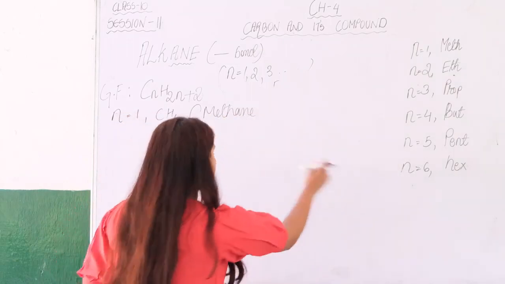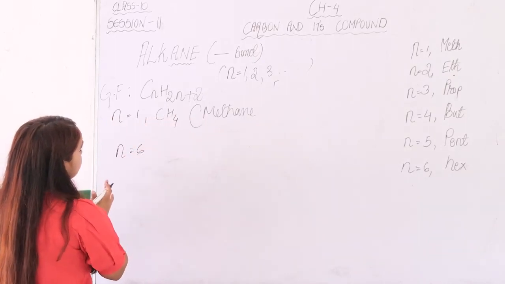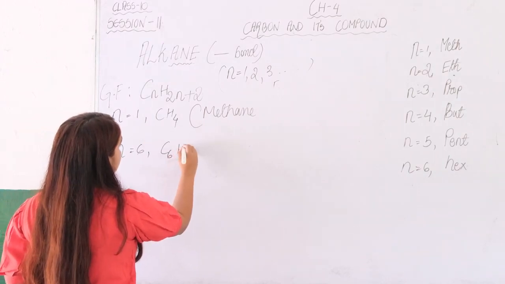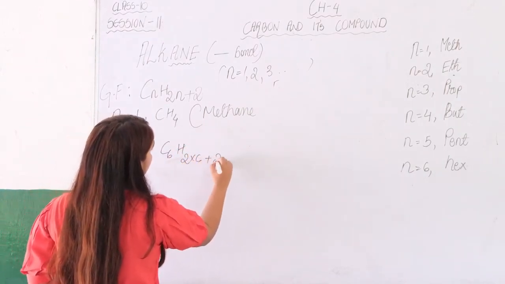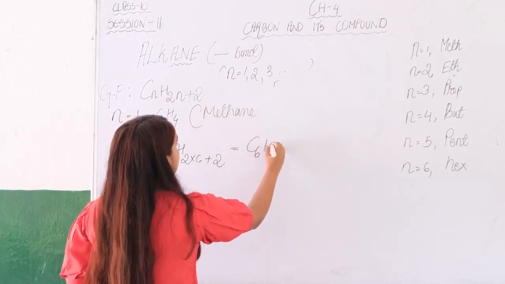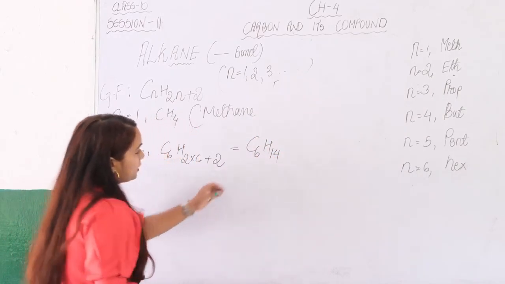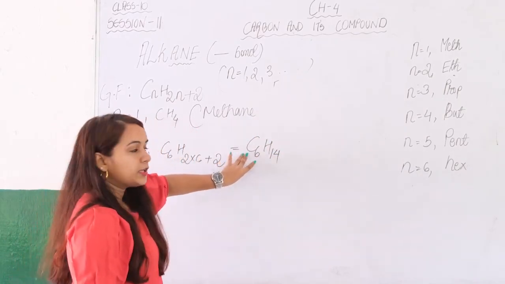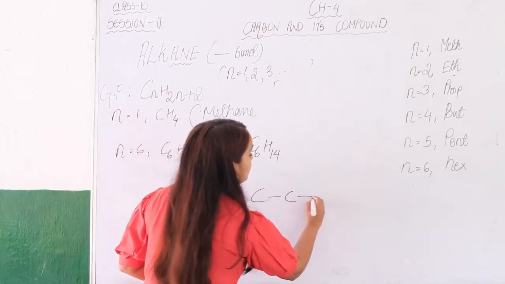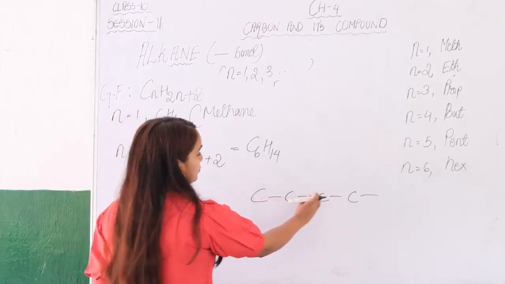Now let's quickly see for hexane. If n is equal to 6, C6H2 into 6 plus 2. Putting the 6 in the general formula, we will get C6H12 plus 2, which will be 14. 6 carbons. So even if you are not sure, you can directly draw the 6 carbons with single bonds, because we are talking about alkane, that means it will have single bonds.